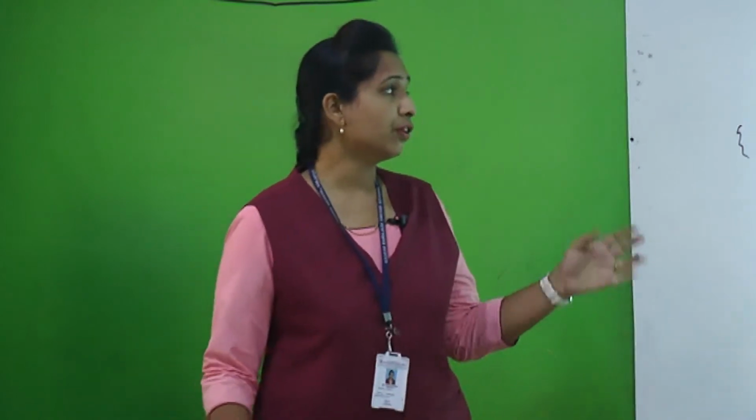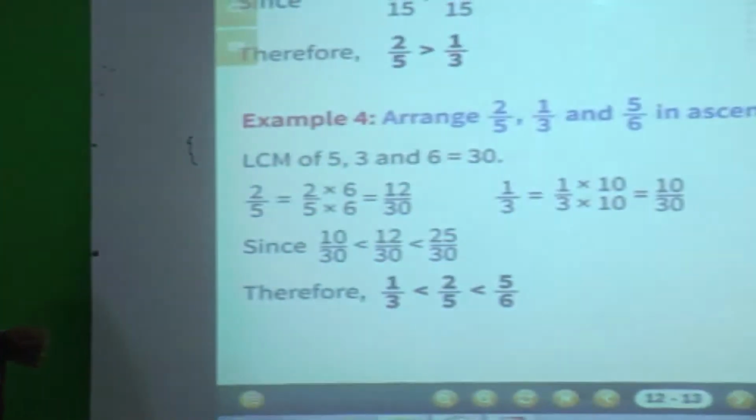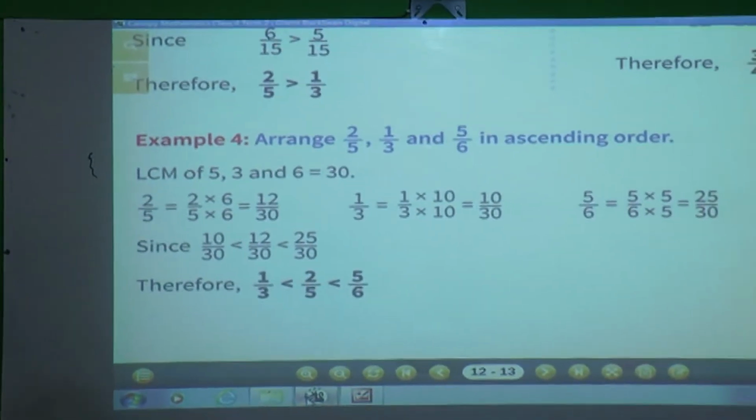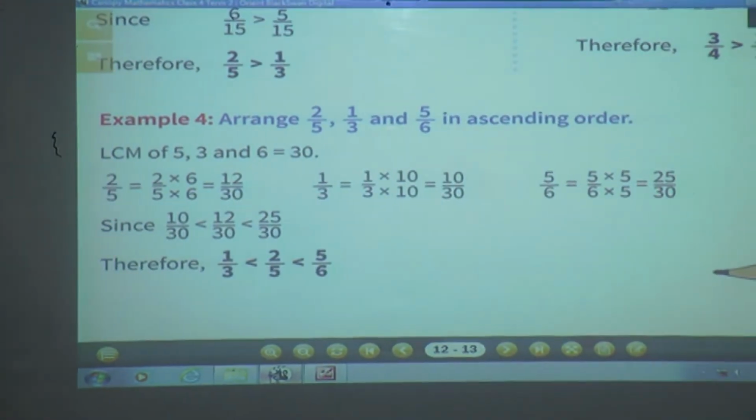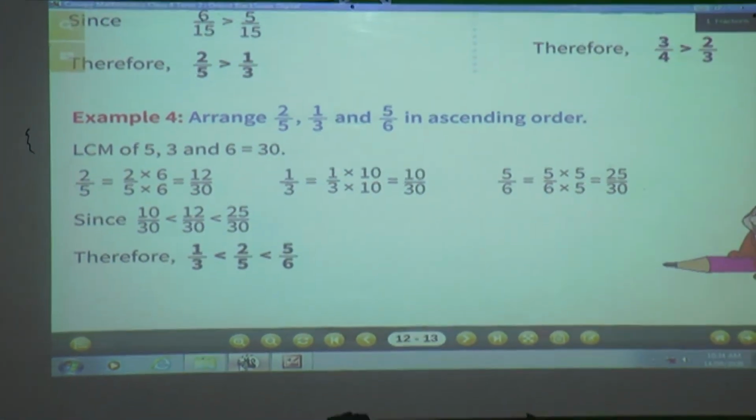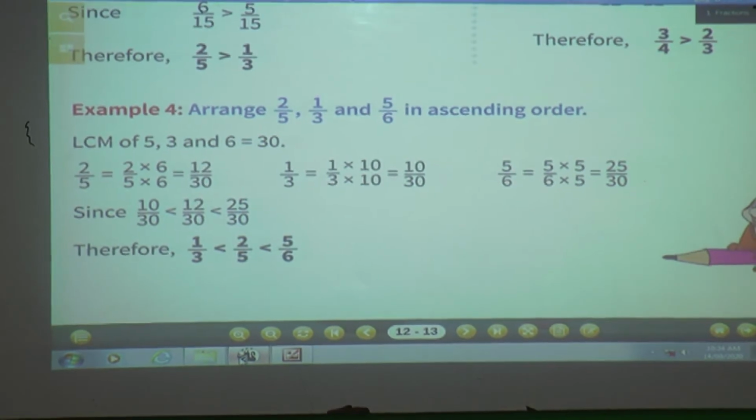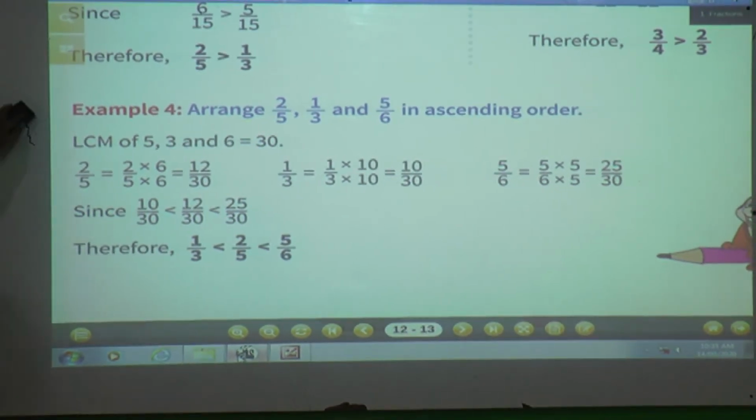So what have we studied in our last session, students? Yes, we have started comparison of fractions. In that we have seen how to compare like fractions and how to compare unlike fractions. We have solved 3 given examples. The 4th example now we will solve. What is the 4th example, students? Arrange 2 upon 5, 1 upon 3 and 5 upon 6 in ascending order.